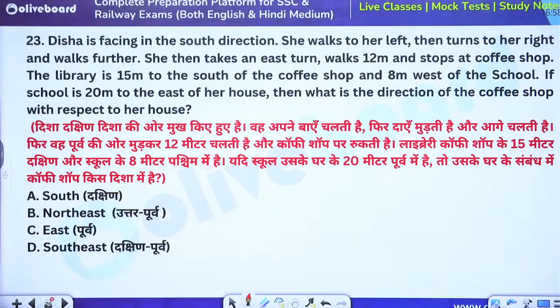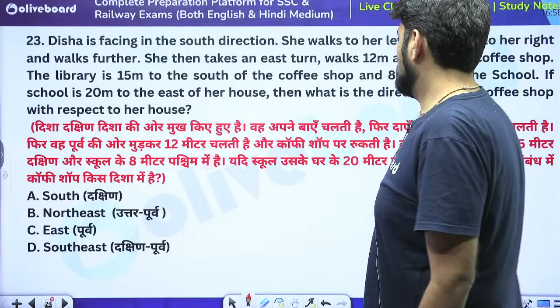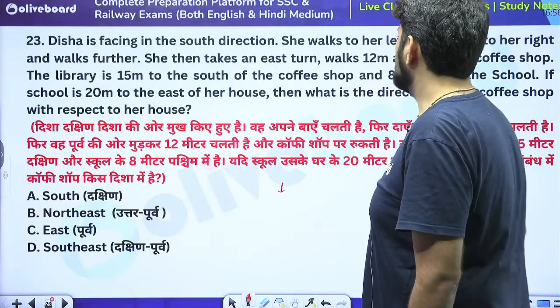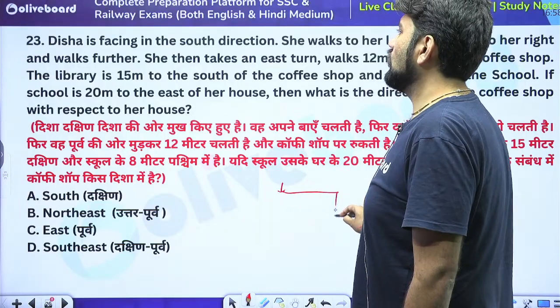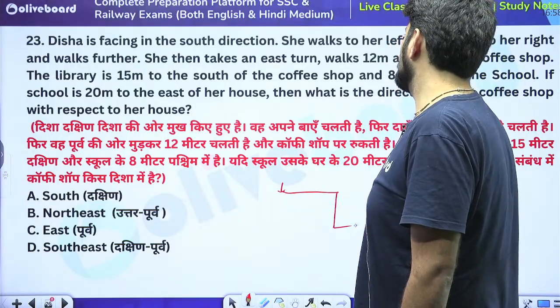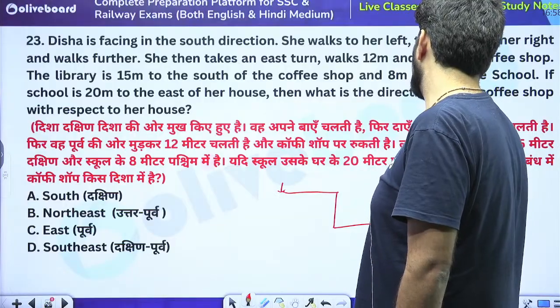So Disha is facing in the south direction, okay. She walks to her left, fine. Then turns to her right and walks further. She then takes an east turn and walks 12 meters and stops at the coffee shop. This is the coffee shop.